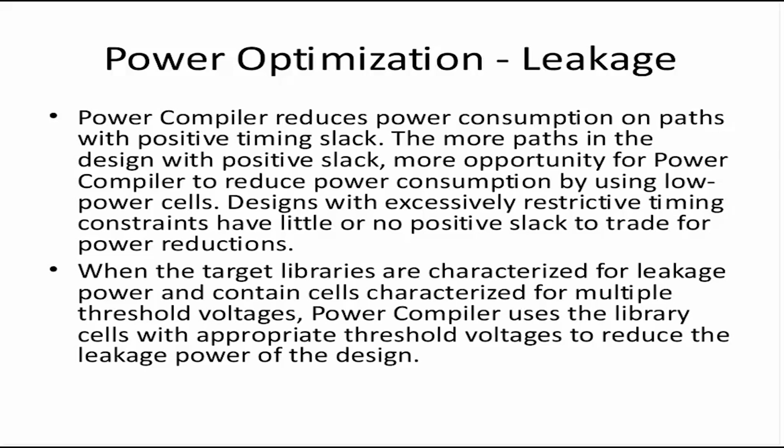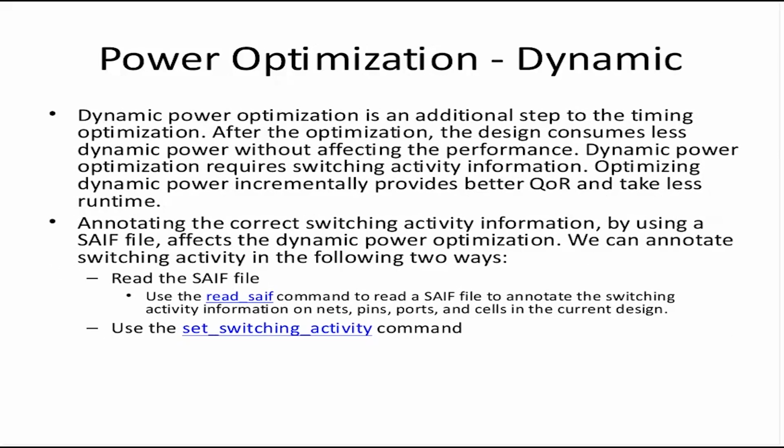Right? When you have leakage power attributes available in the target libraries, and when you have cells with multiple threshold voltages, Power Compiler will use the library cells with appropriate threshold voltage to reduce the leakage power. For example, you have a high VT, a standard VT, and a low VT. We call them HVT, SVT, LVT. What will Power Compiler do? It will choose HVT cells for all the non-critical paths. This will reduce the leakage power.